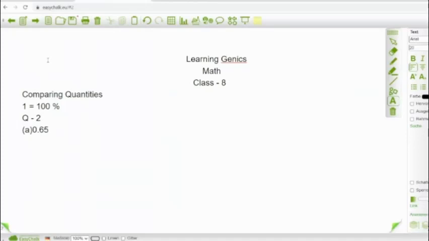So first we'll convert this into a fraction. So 0.65 will be 65 upon 100. Then we'll multiply this value by 100, as a percent is nothing but a fraction with the denominator 100. So we'll get 65%.